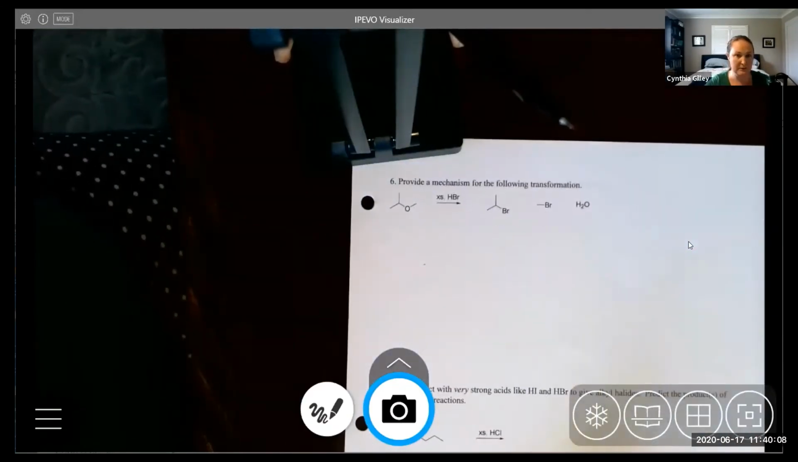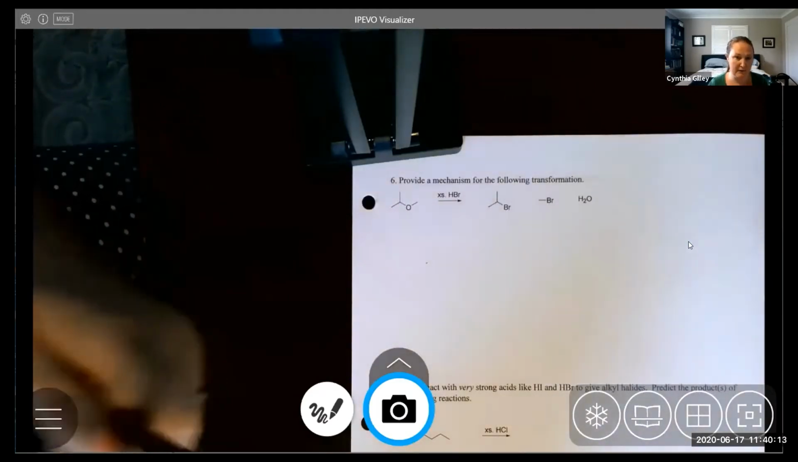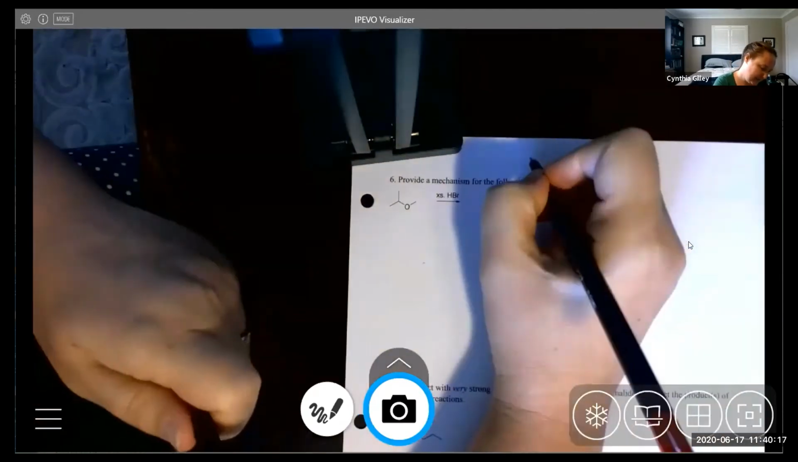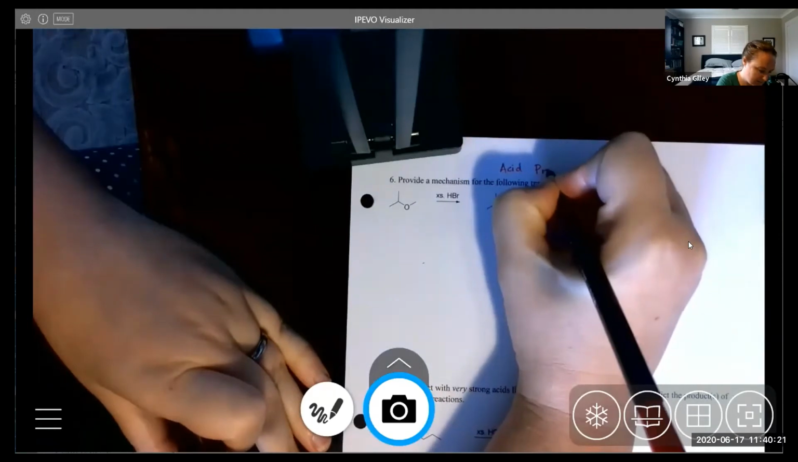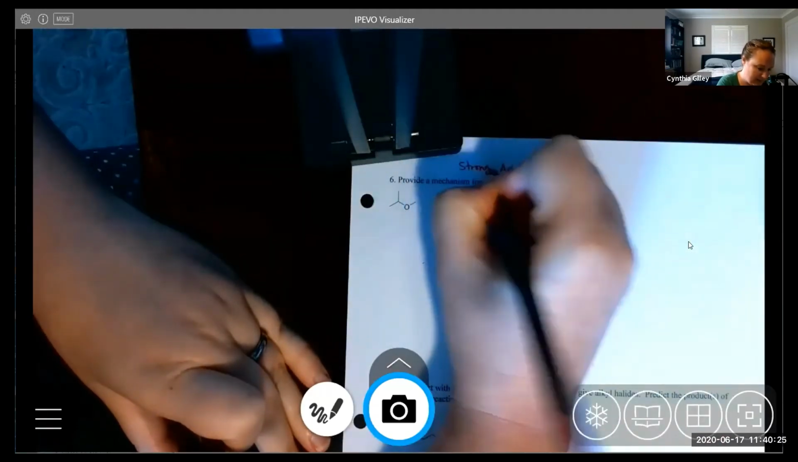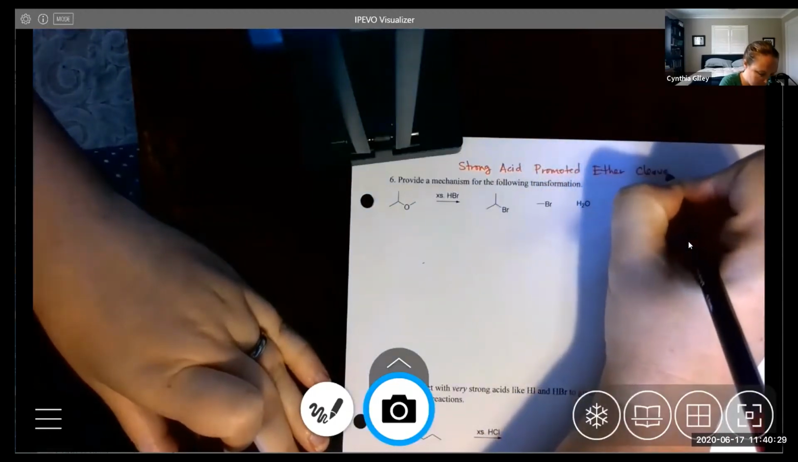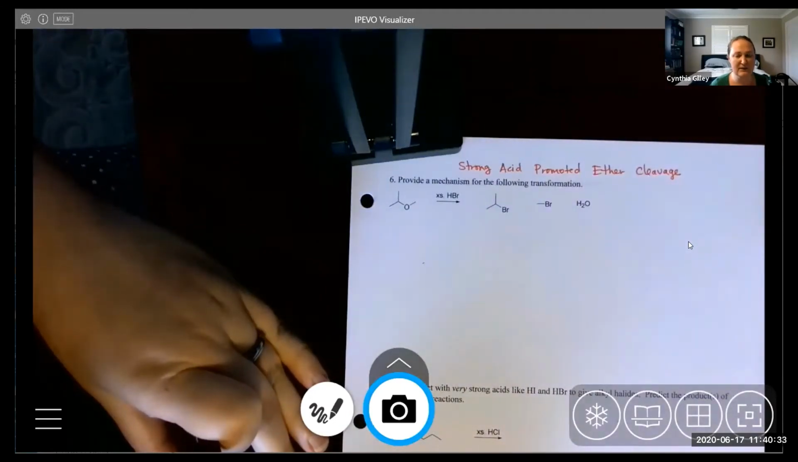So the next part is provide a mechanism for the following reaction. So this, we call this acid promoted, sometimes people might call it strong acid promoted ether cleavage. So one of the things about ethers is that they're not very reactive. So you're not going to see a lot of reactions of ether.